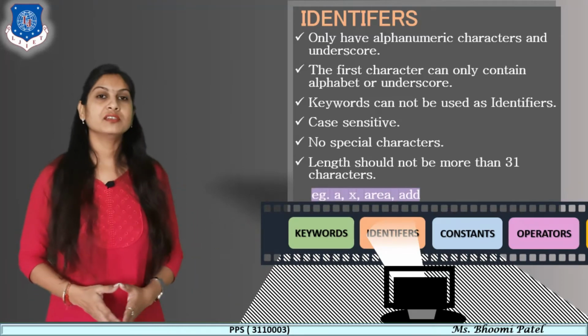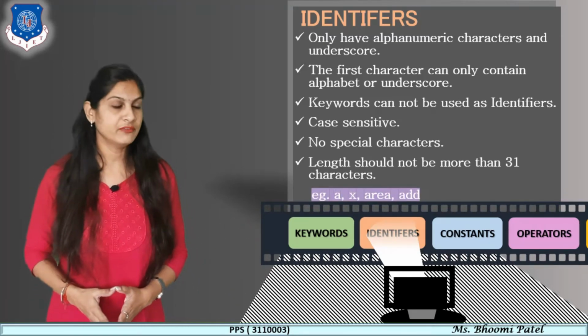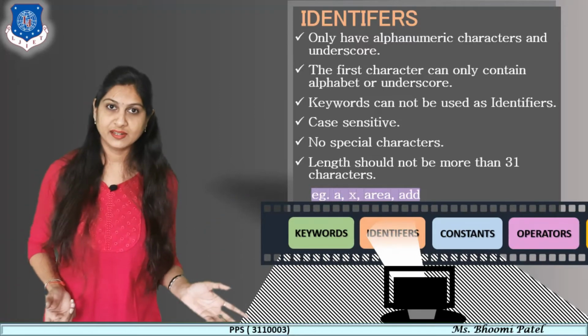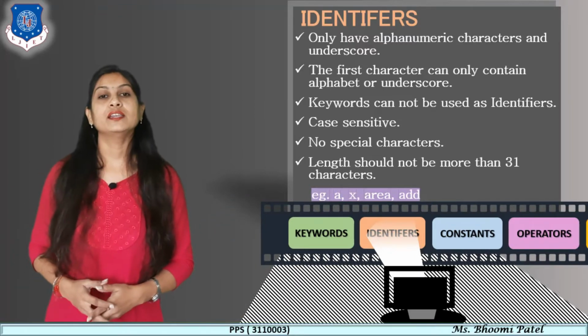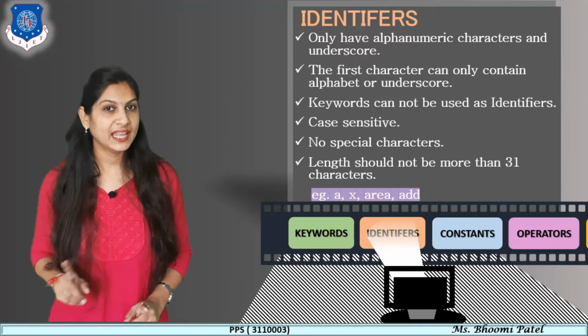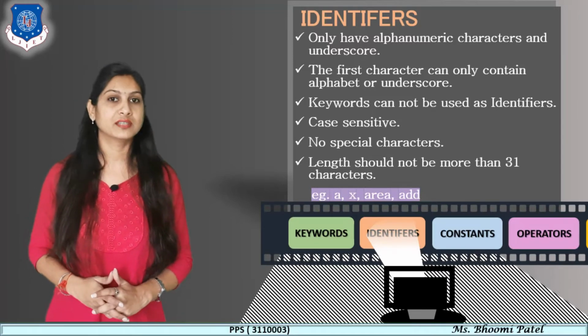Here I have taken different examples of identifiers: you can take variable A, area and A1, but 1A is not possible. Remember these things.